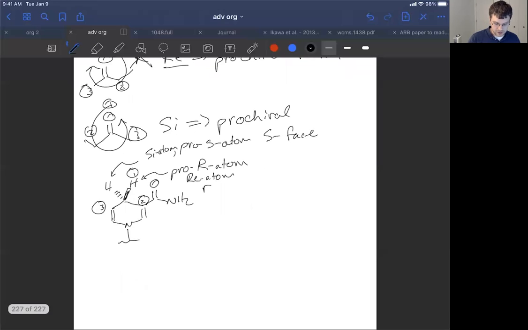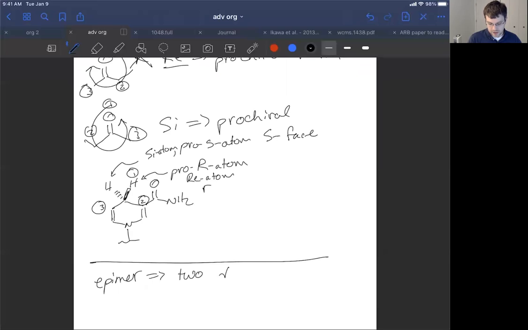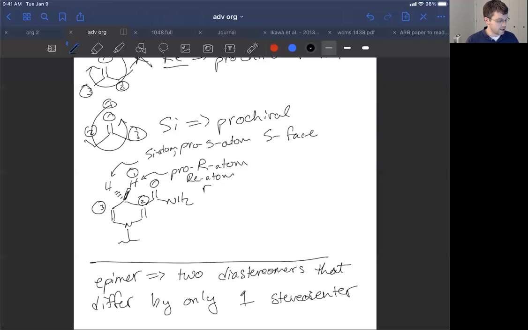Another stereochemical term that we could talk about in length, but I'll keep it quick, is the epimer. Epimer is an important term. You hear it quite a bit. It's two diastereomers that differ by only one stereocenter. So if you remember, diastereomers differ by some, but not all stereocenters. Here, epimers in particular, they only differ by one stereocenter.